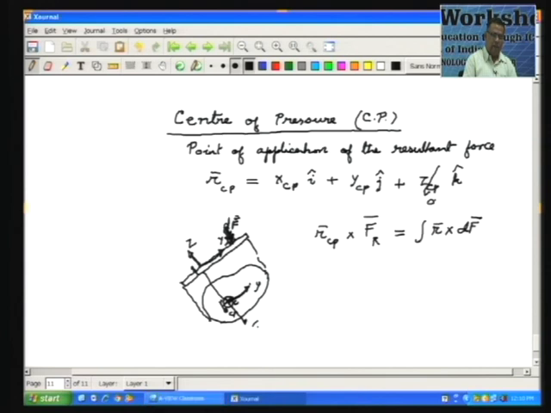Now, for this case, we know the direction of Fr and we also know the direction of dF. So, dF vector is dF magnitude into minus k, because it is a compressive force. Similarly, we know that Fr is also the magnitude Fr, this is a vector, into minus k. So, using this, let us find the cross products and find expressions for XCP and YCP.